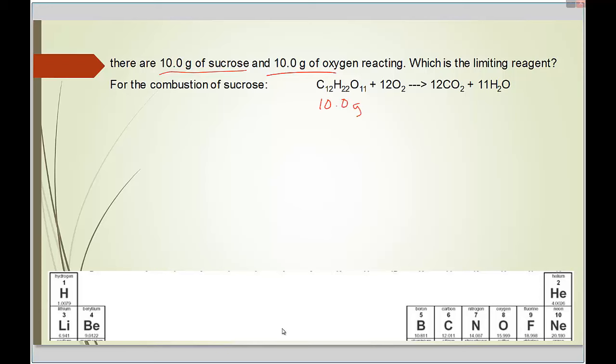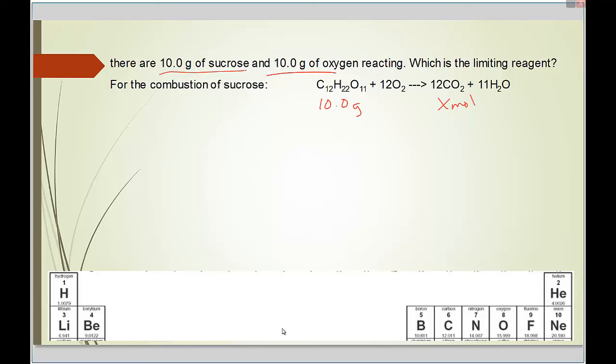There's a couple different ways to go about doing this. How I prefer doing it is I like to pick a product to convert both of them to so I can compare them. So I'm going to compare it to the CO2. I'm only going to convert it over to moles because I don't really care how much mass I have left. All I care about is which one's my limiting.